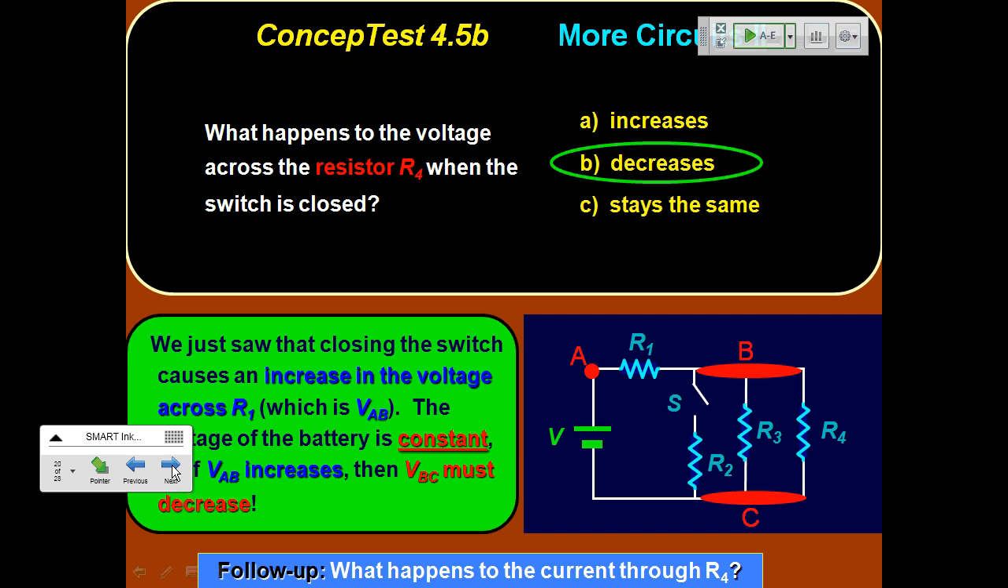All the fun, John. Yeah, so just like we said before, if I add a resistor in parallel, it decreases the equivalent resistance, so that decreases the voltage across that as well.